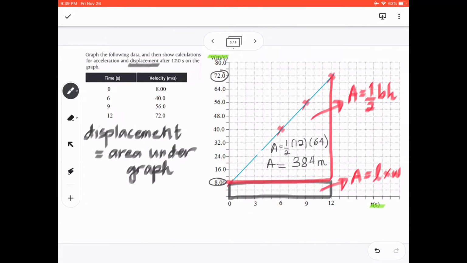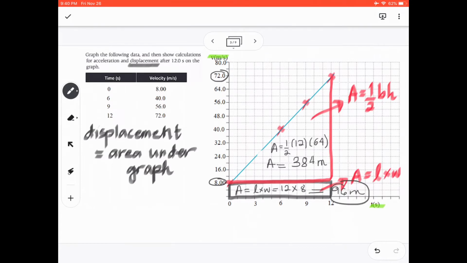Okay, and then how about the area of the rectangle? Area of the rectangle is equal to length times width. The length is 12, the width is 8. 12 times 8 is 96 meters. Okay, it's equal to 96 meters.